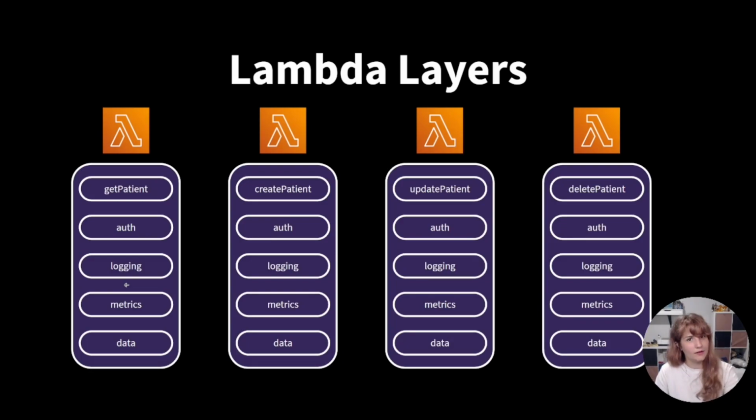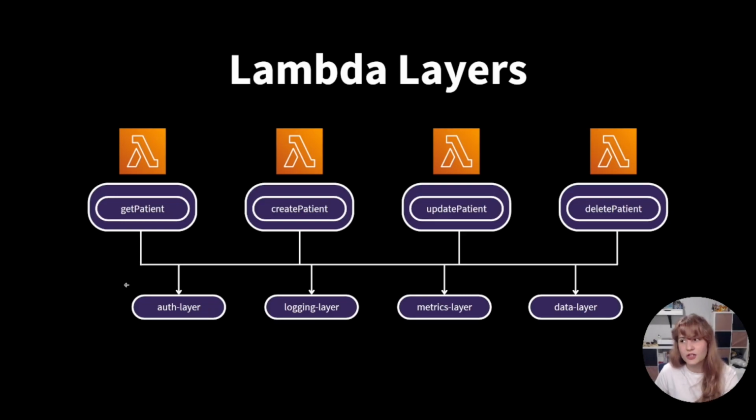But if we use Lambda Layers, then the function instead references the auth layer, the logging layer, and the metrics and data layer outside of the function. By using Lambda Layers, we not only get a convenient way to package our libraries and other dependencies, but we also reduce the size of the uploaded deployment archives. And this makes it faster to deploy the code. So with Lambda Layers, we get a smaller deployment package, and we also get easier maintenance.